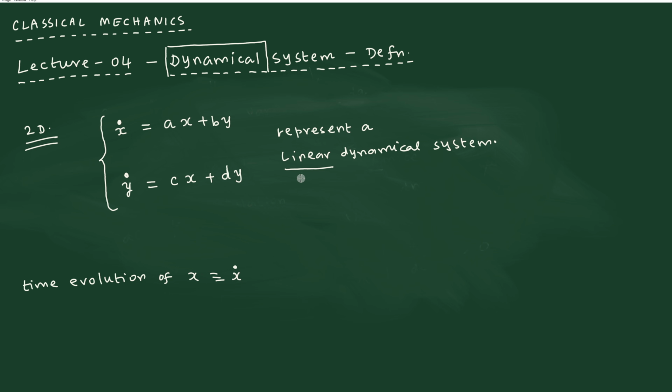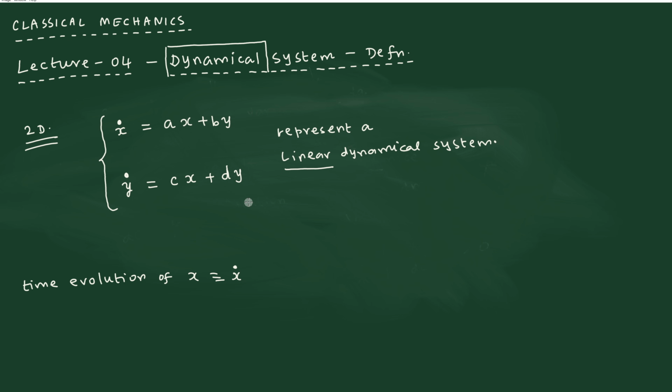So this is very important. The word linear is there here. Let me explain that as we go along. So this is the basic definition: how do you give a mathematical definition of a dynamical system?